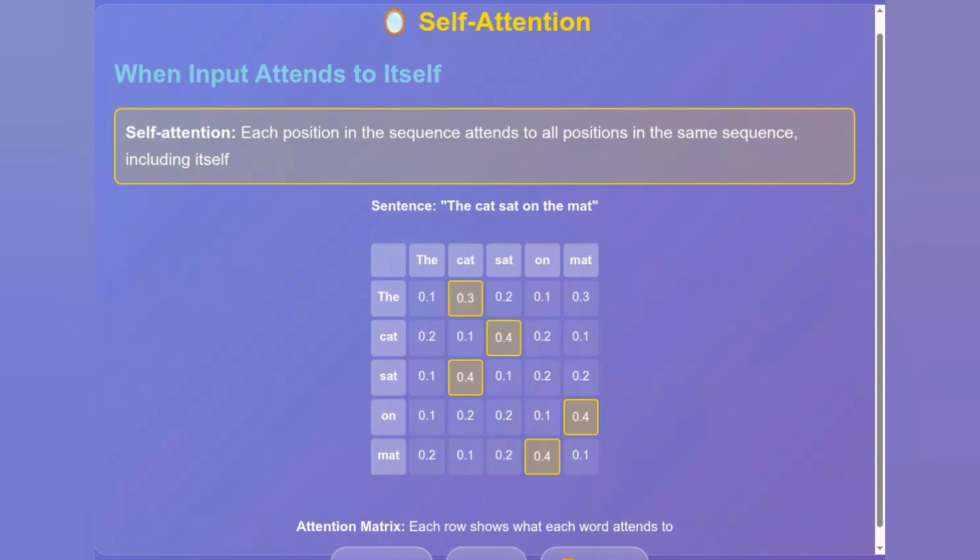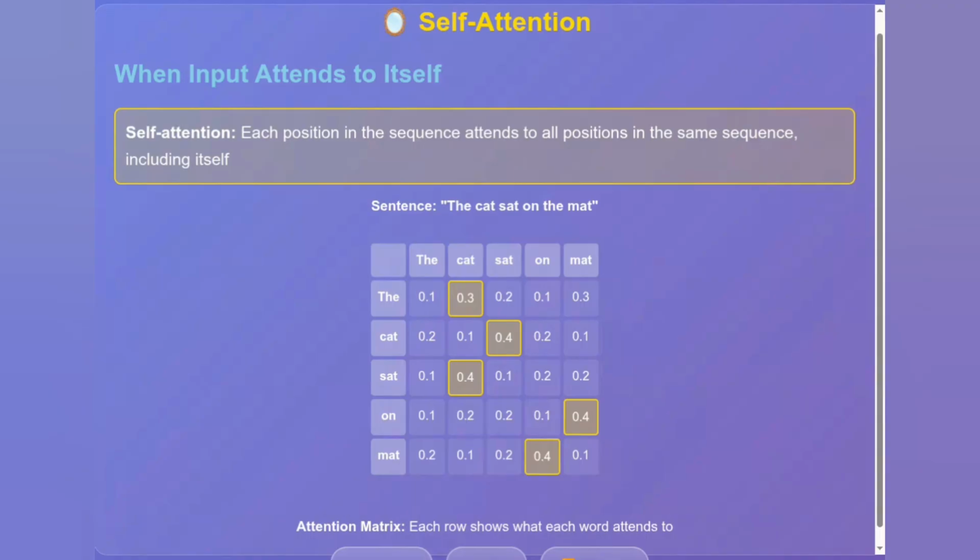Look at this attention matrix. It's like a heat map of relationships. Each row shows what a particular word attends to. For example, when processing cat, the model strongly attends to sat, the verb, and moderately to the determiner, and mat, the object. This is fundamentally different from traditional approaches.